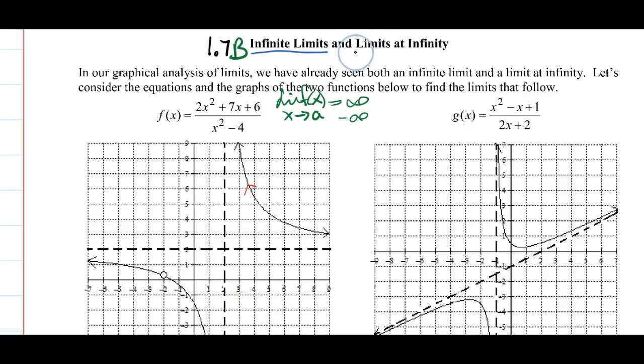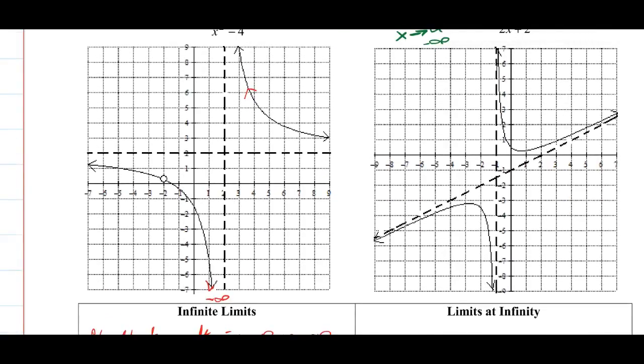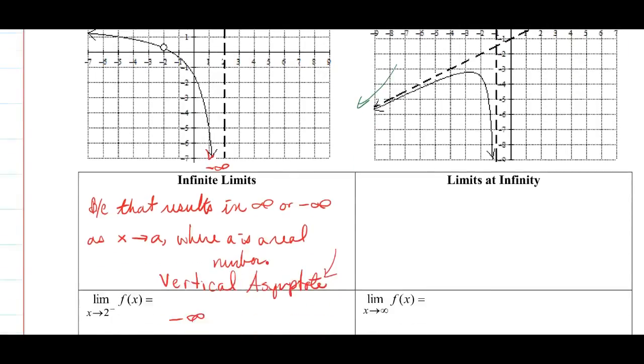Today, we're looking at limits at infinity. The difference here is that we're taking the limit as x approaches infinity or negative infinity and seeing what the result is. And we're going to look at this in contrast with this function on the right here. As we approach negative infinity, that would go to the left, or as we approach positive infinity, going off toward the right of the graph.